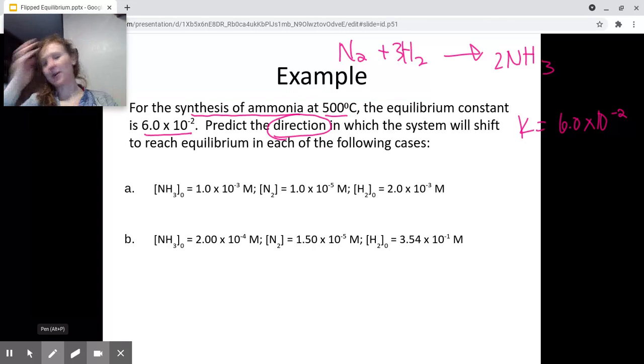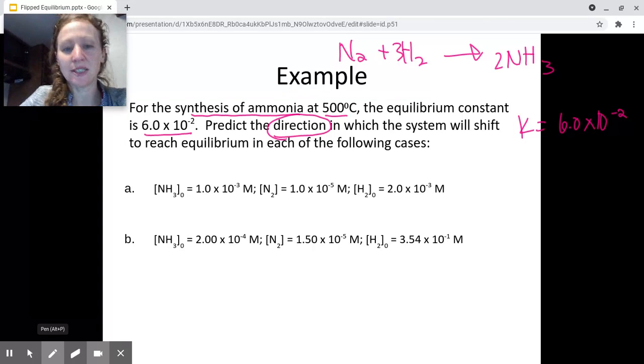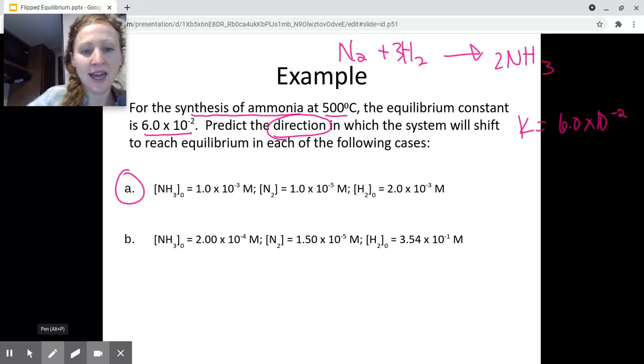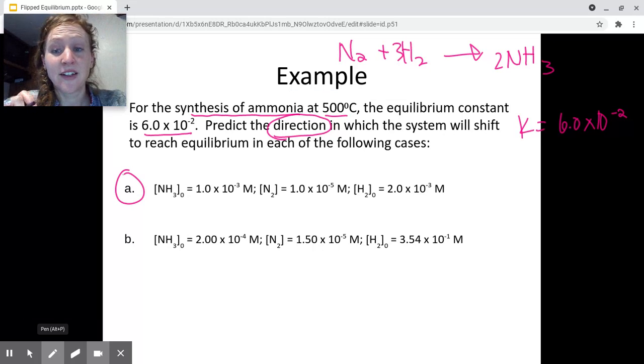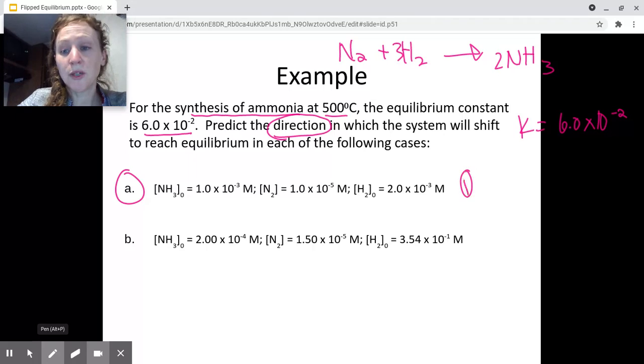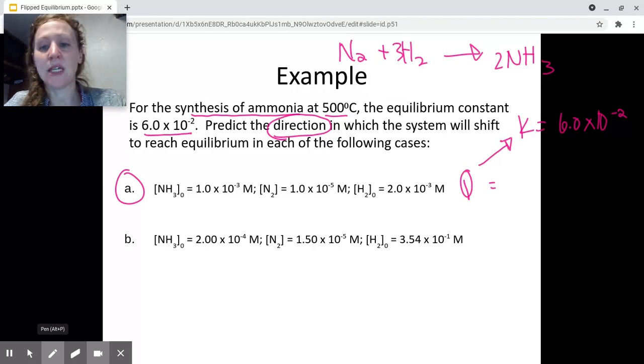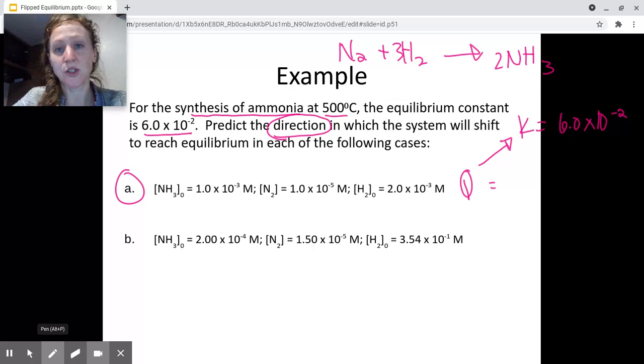All right, so let's figure out these cases. Case A, go ahead, figure out what your Q is, relate that to K, and tell me, is this system going to shift towards products or towards the reactants? Pause it and try that now.